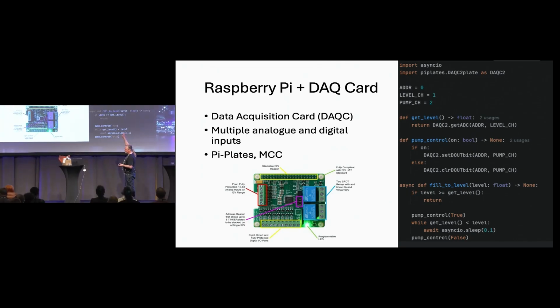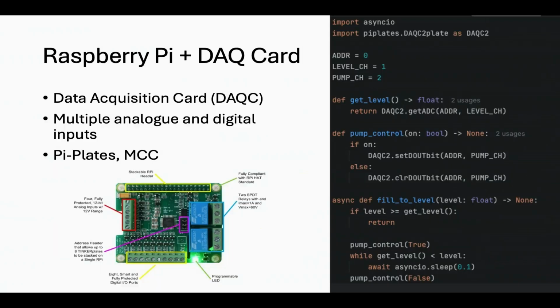And the first method here is for measuring the level. So we just call ADC, tell it the address of the card, and what channel we want to measure, and we get a float back between 0 and 10 that you might have to scale to the level. And for the pump, it's just a bit that we clear or set to turn it on or off. You could probably drive a small water pump with this one actually.